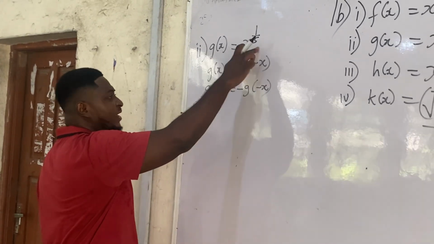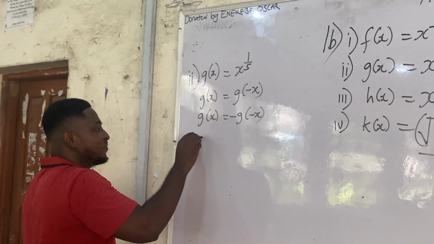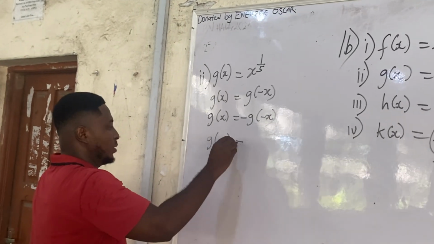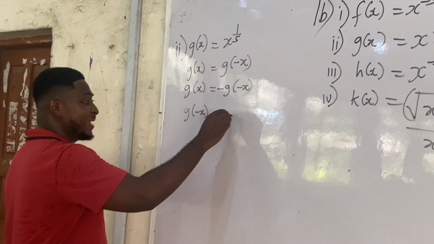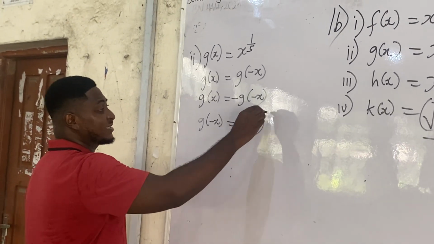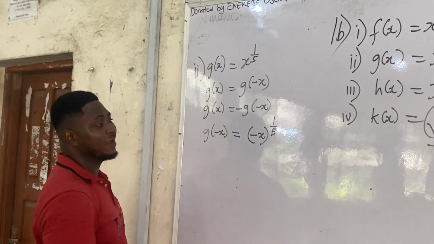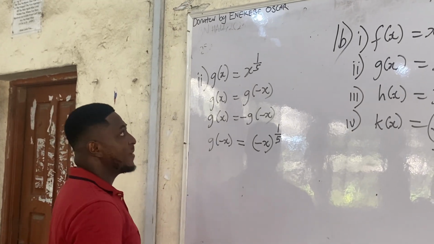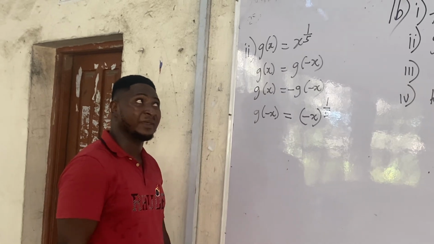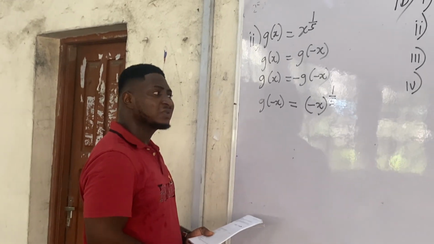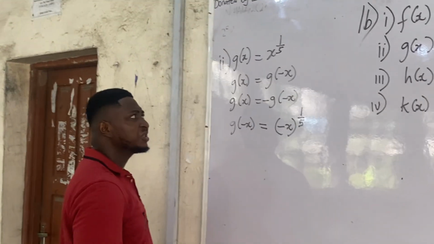Class, we already have g of x, so let's just go and get g of minus x. G of minus x, class, means anywhere we see x, we put minus. So this is now minus x raised to power 1 over 5. Minus x raised to power 1 over 5 and x raised to power 1 over 5 are not the same thing. So, class, the function is not even.